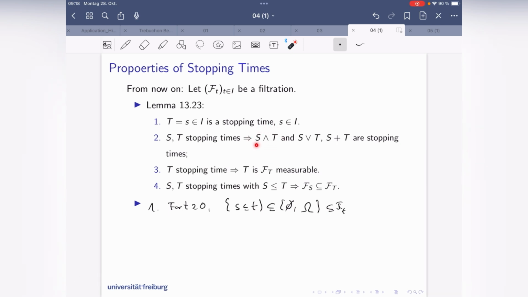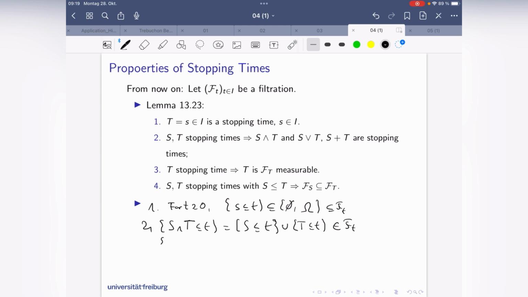So that's easy. The second one is a bit more interesting. The minimum of 2 stopping times is a stopping time. The maximum of 2 stopping times is a stopping time. The sum of 2 stopping times is a stopping time. So that's a bit more interesting. So let's look at this here. Some are really easy also. So the minimum smaller or equal than t, what's that? When is a minimum smaller or equal than t? That's the case if either S is smaller or equal than t or T is smaller or equal than t. And both of these events here are in Ft, so their union is also in Ft.